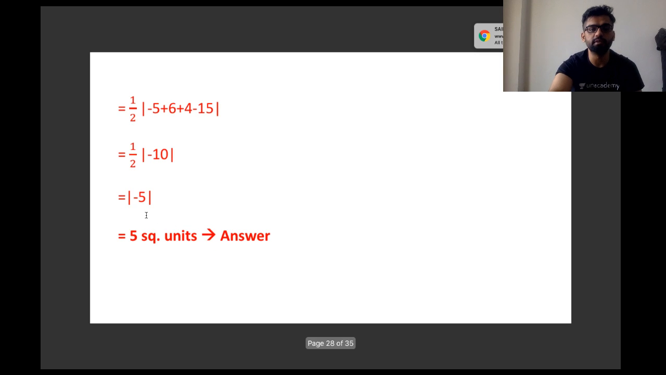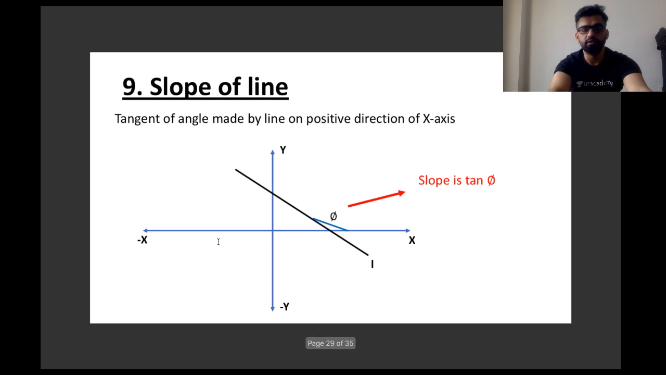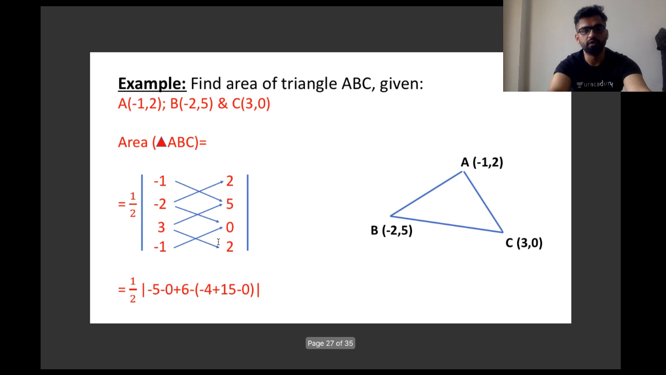The answer turns out to be 5 square units. Modulus of minus 5, which turns out to be 5 only. So the area of the triangle formed by these 3 points with these respective coordinates is 5 square units.